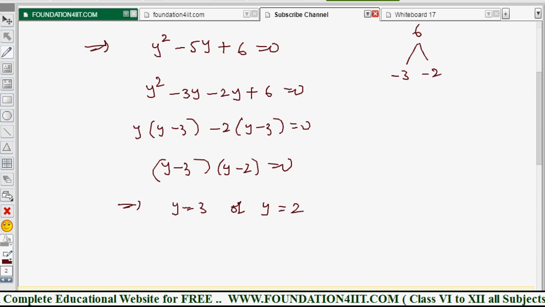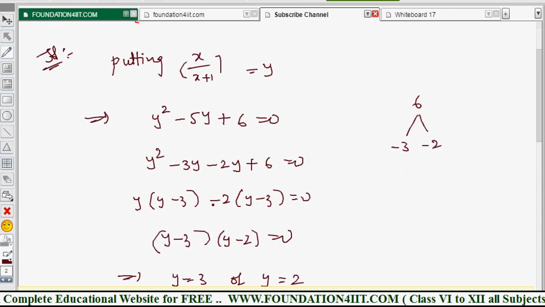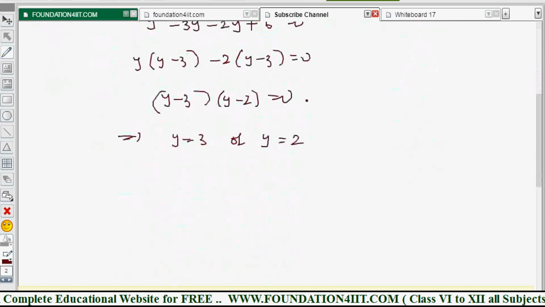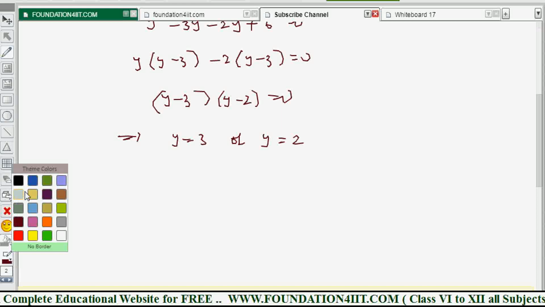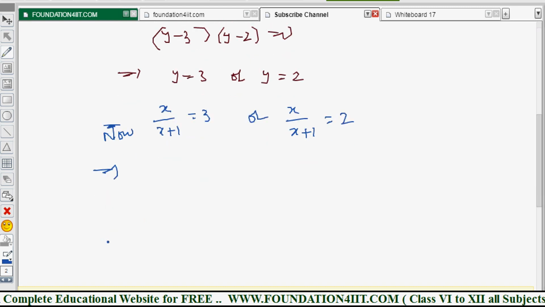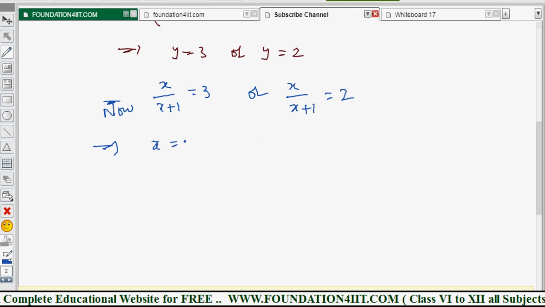But our answer should be in terms of x actually. Now what you have taken, the y is x by x plus 1. So wherever y is there, substitute x by x plus 1. Right? So x by x plus 1 equals y, that is 3 now, or x by x plus 1 equals 2. If we simplify, then we get the values separately. So x by x plus 1 is equal to 3, that is x is equal to 3 into x plus 1. Here x is equal to 2 into x plus 1.